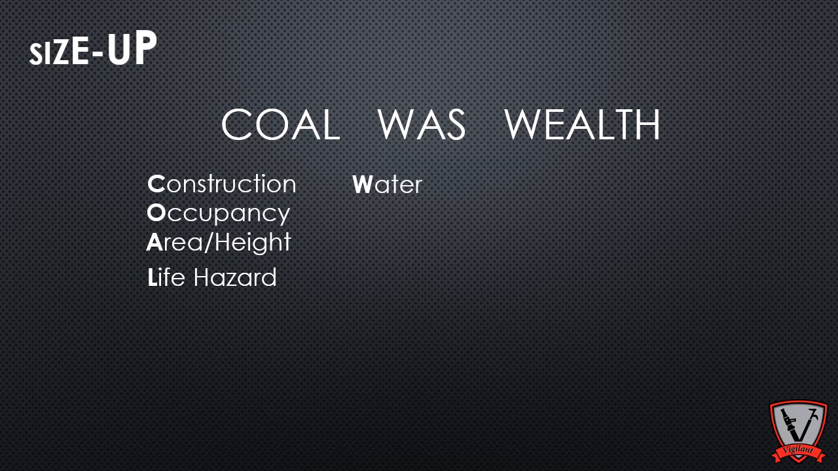Let's look at WAS. The W represents water. A is auxiliary systems, so that's sprinkler systems. Is there an FDC? Is there a standpipe? And S is street conditions.